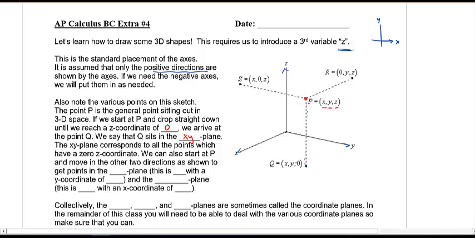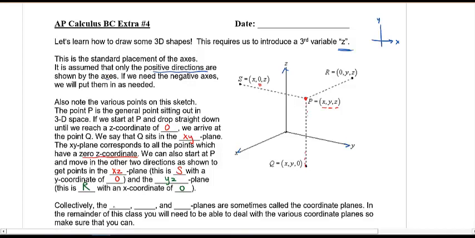And that point Q then sits in the XY plane. So think back to two dimensions. Because the Z is 0, it only sits in the XY plane. And the XY plane corresponds to all the points where there's a 0 Z coordinate, or like I said, the floor. We can also start at P and move in the other two directions as shown. If we move it to the XZ plane, that would be where the Y value is 0, so we get the point S. And we can also move it the other way over here, R, where it's the YZ plane. That's the point R, and of course, in this case, the X coordinate is 0.